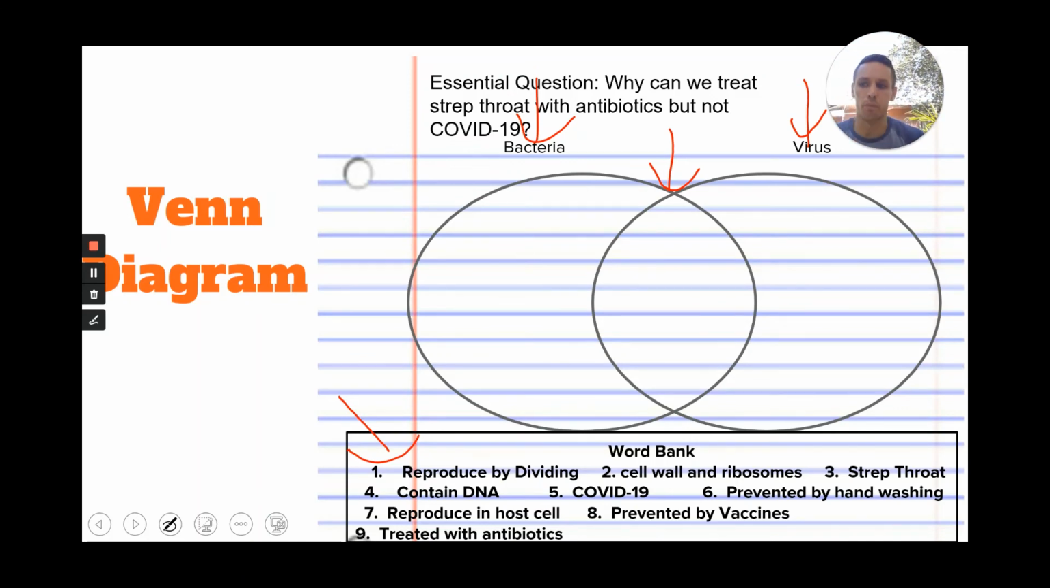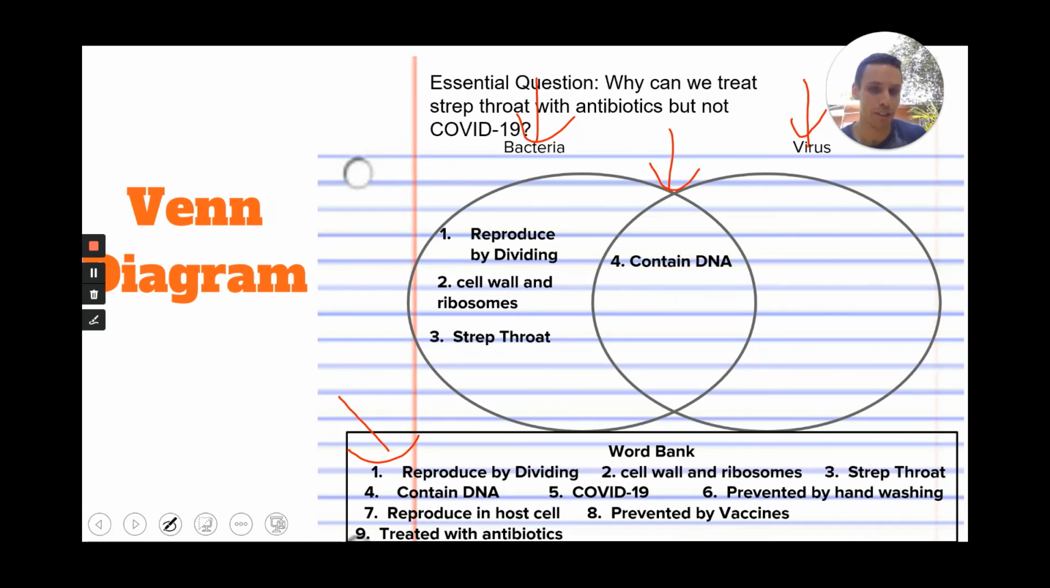All right, so let's go ahead and go over this together. So, number one, reproduce by dividing. We know that that would be your bacteria with cell division. They can reproduce via dividing. Number two, cell wall and ribosomes. Which one has a cell wall and ribosomes? We know that's also a bacteria. Strep throat. What is that? Is that a virus or is that bacteria? Well, that's a bacterial infection, if you looked at your notes.